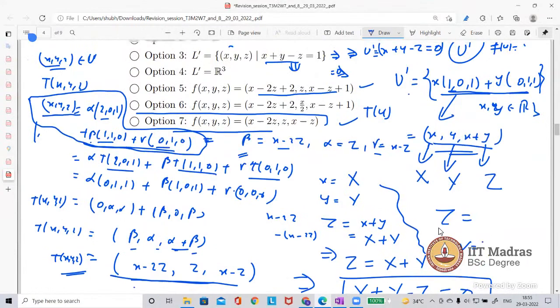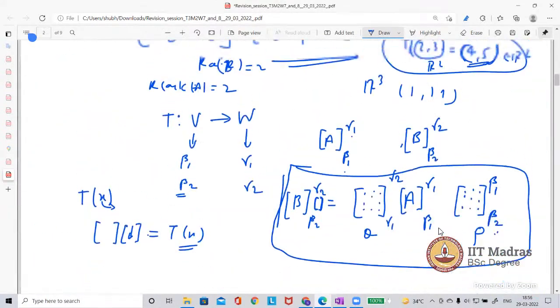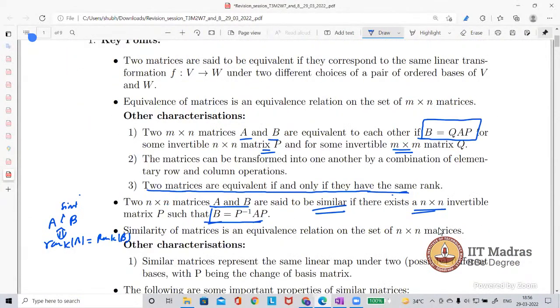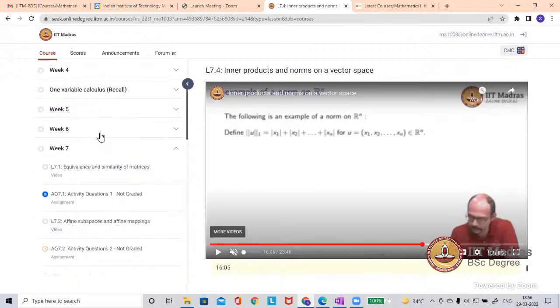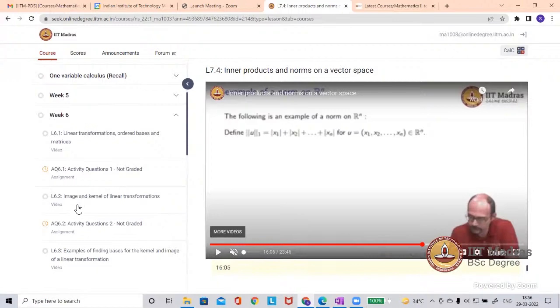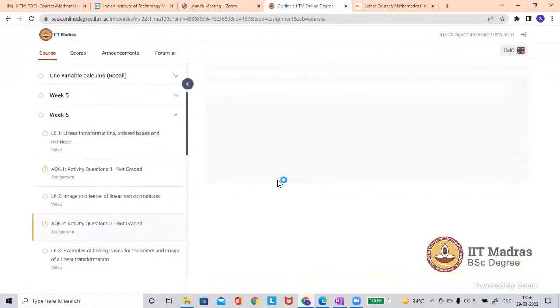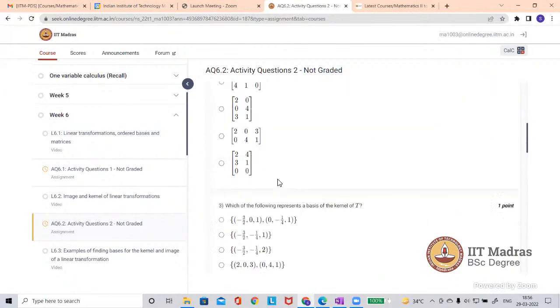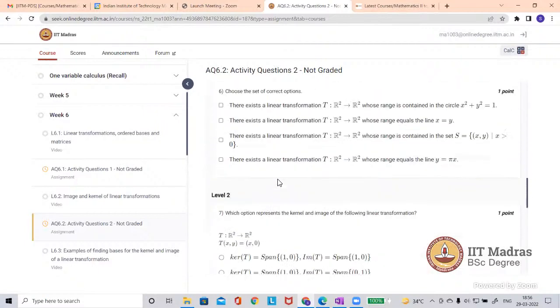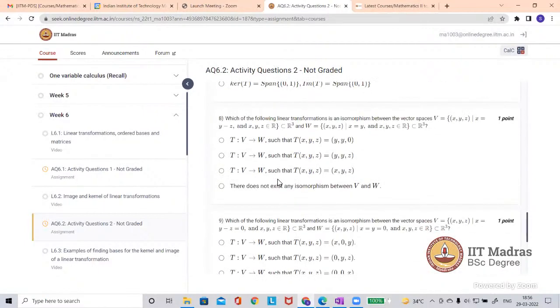Thank you. Actually, I have an earlier doubt, sir, from week 6, just one activity question on matrix representation. Week 6, activity 6.2. I think I forgot certain concepts actually. Which question number? 6.2, questions 8 and 9. Okay, these two, sir.